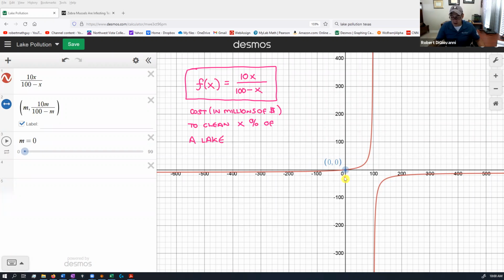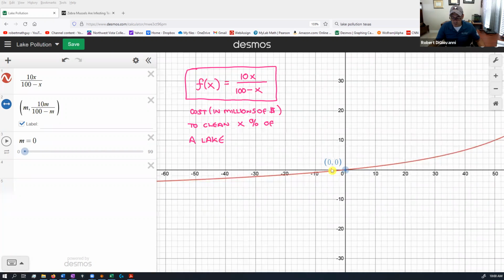And can you see on this graph that if you plug in 0, right? So 0%, the X coordinate is the percent you want cleaned. The Y coordinate is the cost in millions of dollars. So 0%, no problem, it's going to be free. But what happens if we try and clean more? Like what if we try and clean 1% or 2% or 3%? Let's make this go to like close to 1 here. So look at that. If we try and clean 10% of the lake, it's going to cost us $1.1 million. It's going to be very expensive. Make sense?